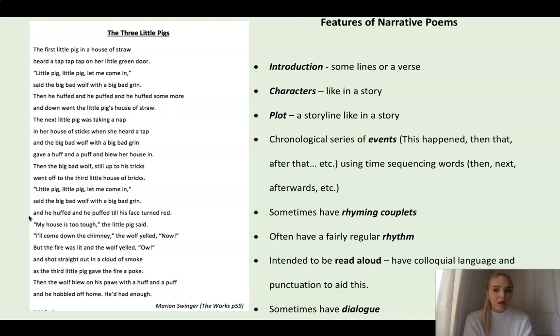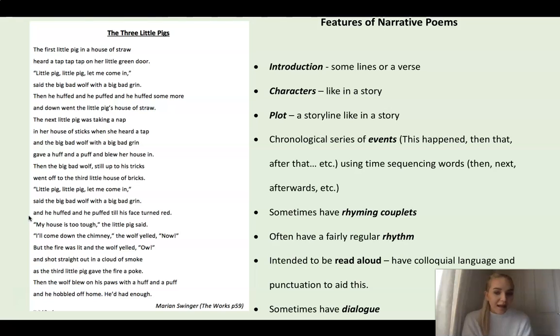The first little pig in a house of straw heard a tap, tap, tap on her green little door. Little pig, let me come in, said the big bad wolf with the big bad grin. Then he huffed and he puffed and he huffed some more, and down went the little pig's house of straw. The next little pig was taking a nap in her house of sticks when she heard a tap. And the big bad wolf with a big bad grin gave a huff and a puff and blew her house in. Then the big bad wolf, still up to his tricks, went off to the 3rd little house of bricks.